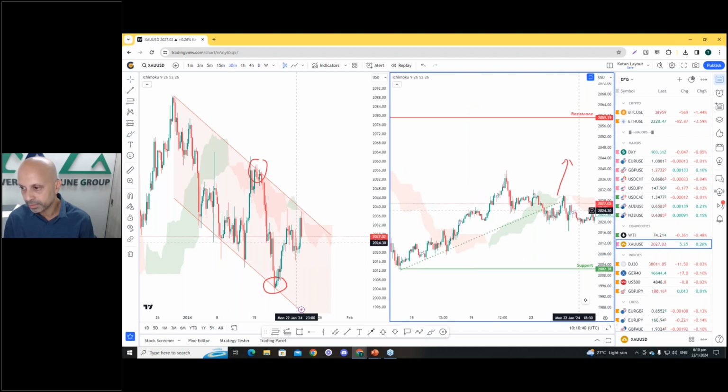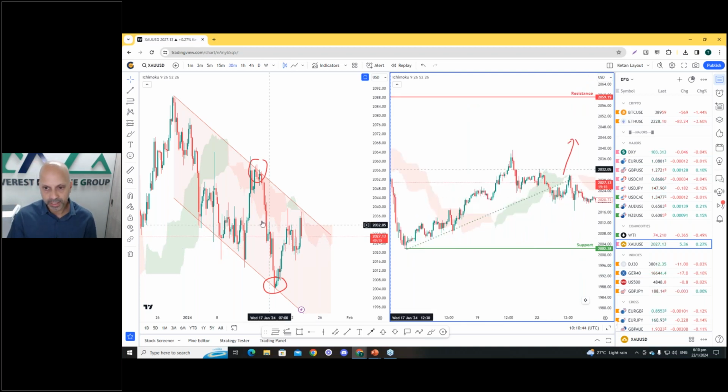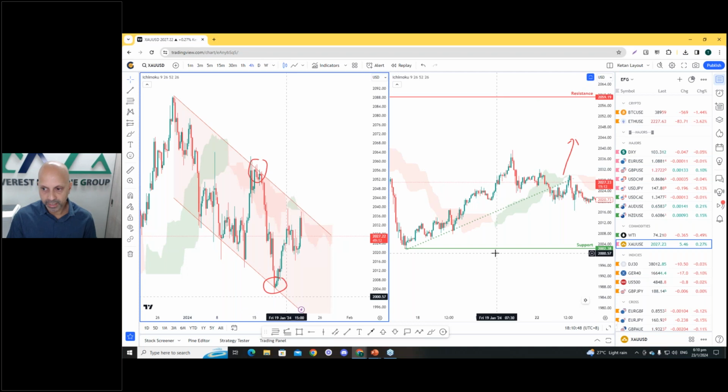Right, so you can see generally how we can use the higher time frame to identify entries and exits on the lower time frame.